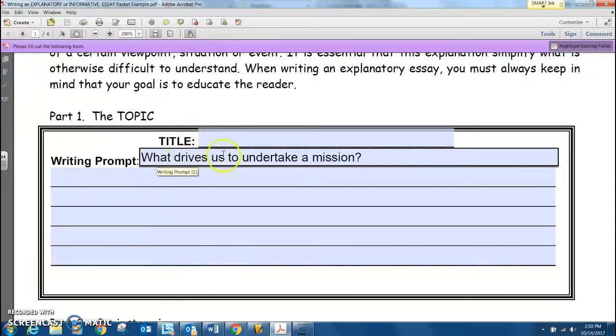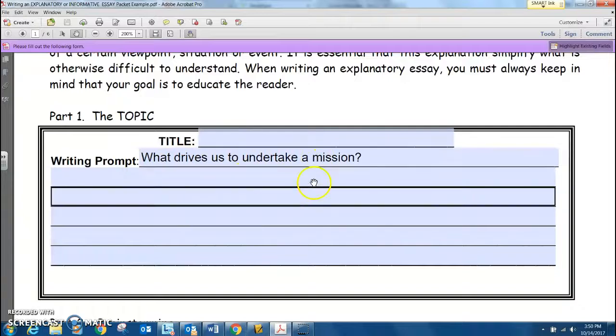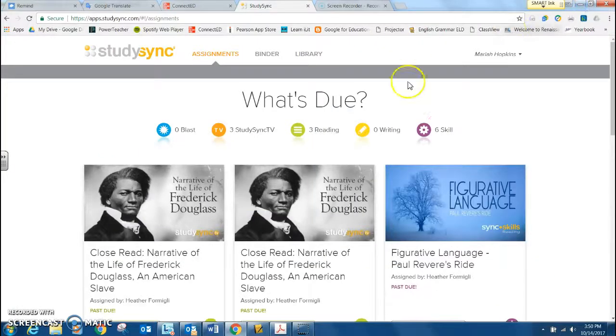So this is our basic, most fundamental part of the topic, and the students are writing about what drives them to undertake a mission. But we're going to leave this for a minute and talk about the resources that they have in order to help them with this. So I'm going to minimize this.